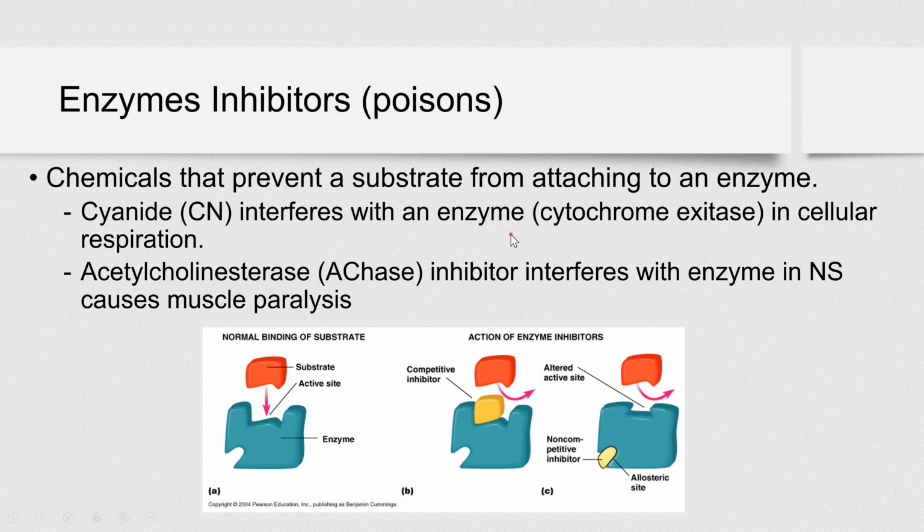So no ATP production. There is another poison or enzyme inhibitor, acetylcholinesterase inhibitors. They interfere with an enzyme in the nervous system and cause muscle paralysis.